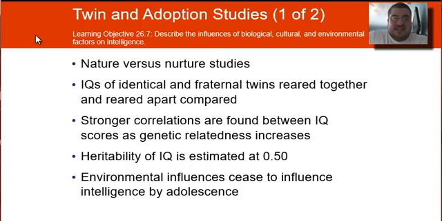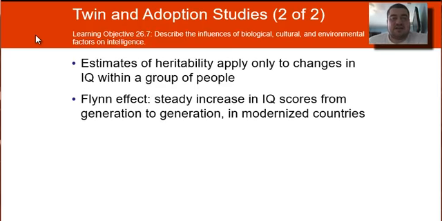Twin and adoption studies are ways that we can describe and measure the influence of biological, cultural, and environmental factors on intelligence. We take a look at the IQs of identical and fraternal twins that are reared together and raised apart. We find that we have stronger correlations between IQ scores as the amount of genetic relatedness increases. The heritability of IQ is estimated at 50%. So that means that it's 50% nature and 50% nurture, pretty much.